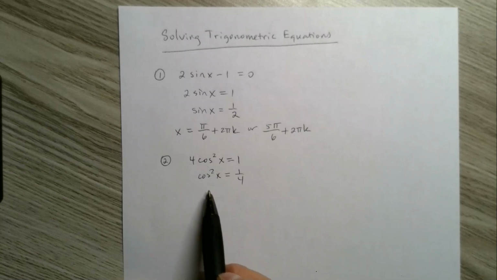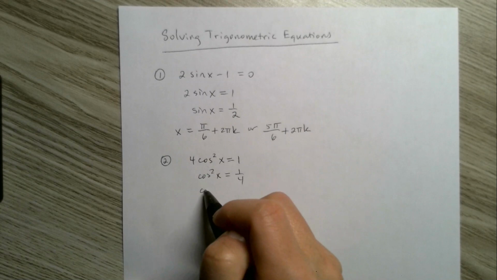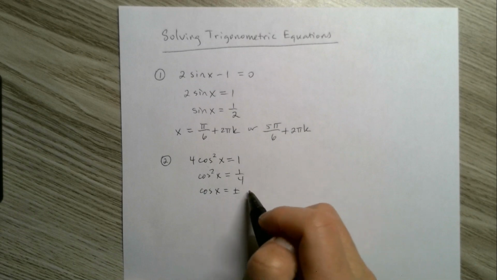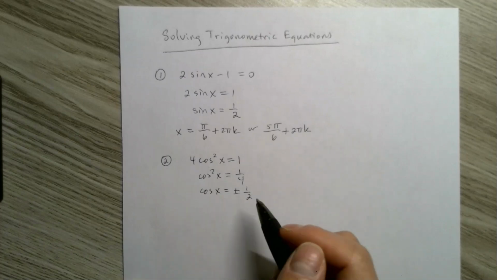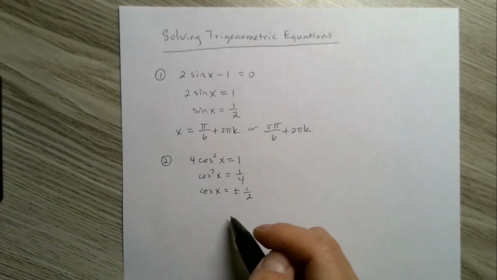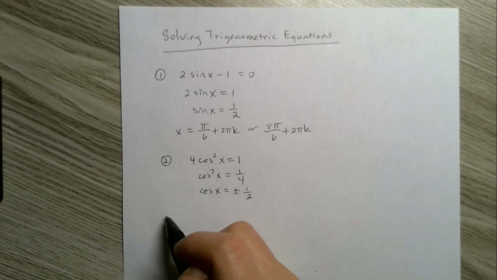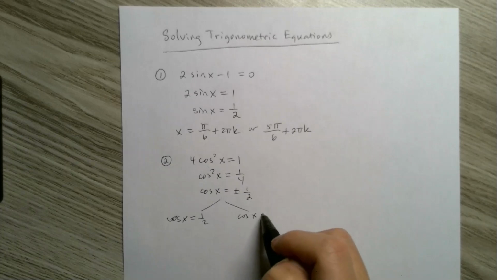The form is no different than x squared. So if x squared equaled 1/4, I would take the square root of both sides, so that's what I'm going to do here. Don't forget the plus or minus, because you're taking the square root of both sides. Plus or minus 1/2. So I'm going to have a family of solutions where the cosine of x is 1/2, and another one where the cosine of x is negative 1/2. So I'll split that up into 2 branches. Cosine of x is 1/2. Cosine of x is negative 1/2.